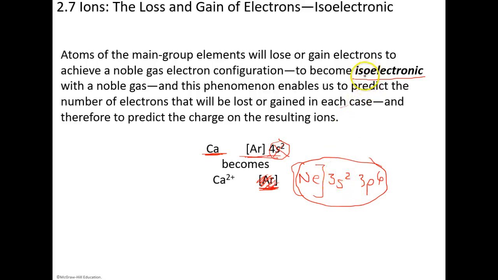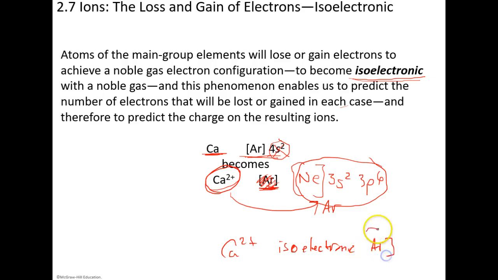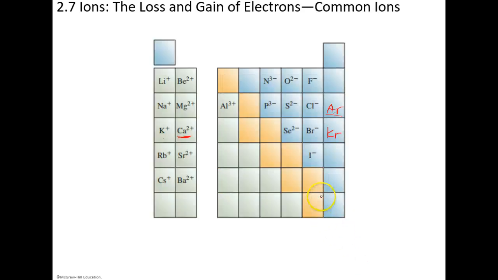Okay, and this is what's called isoelectronic. It means the same electron configuration, but a different atom. So calcium 2+ is isoelectronic with argon. Okay, calcium 2+ is isoelectronic with argon because they're different atoms but have the same electron configuration.